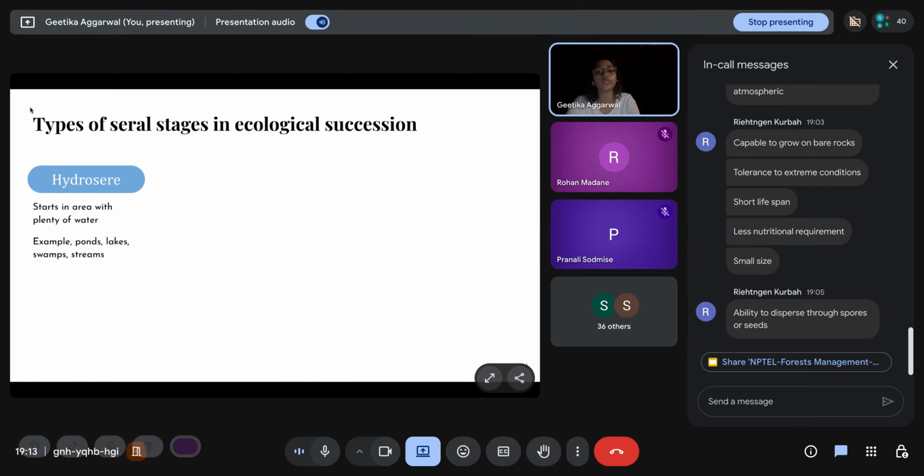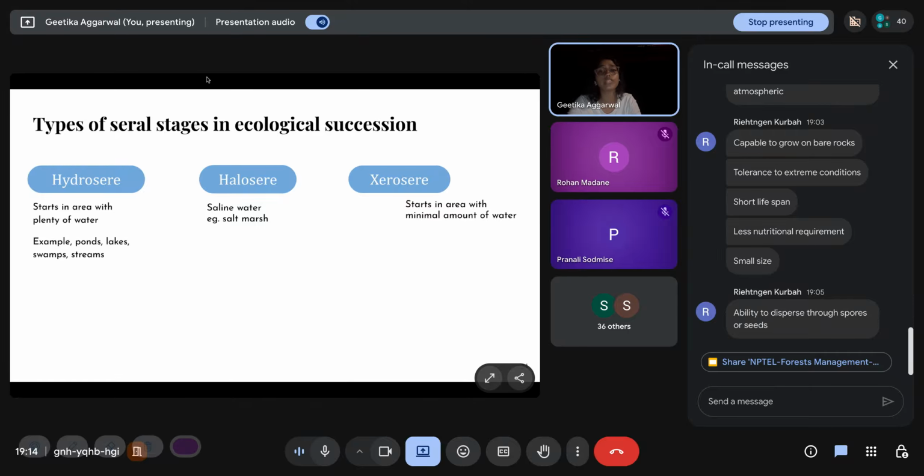So when ecological succession happens in such places like ponds and lakes, that community is called a hydrosphere. Hallosphere, which means that it started in an area with saline water, for example, marshes. So if the water or if the community has high amount of salt, then that's basically a hallosphere. Then there's xerosphere, which starts with minimal amount of water, which means it's mostly land, which starts in an area with less amount of water.